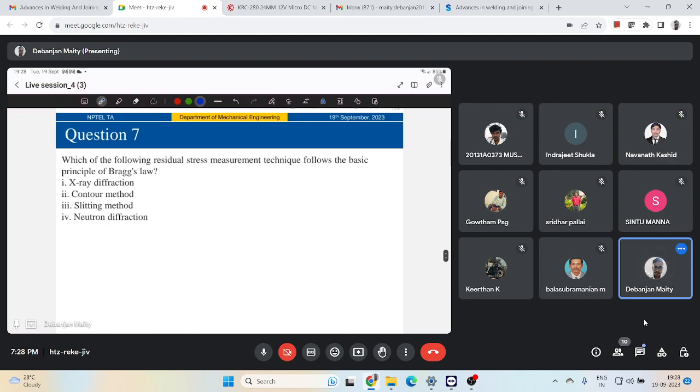Again, I have already discussed which of the following residual stress measurement techniques follow the basic principles of Bragg's law. Basically, the non-destructive techniques, right? X-ray and neutron. These are semi-destructive or destructive.